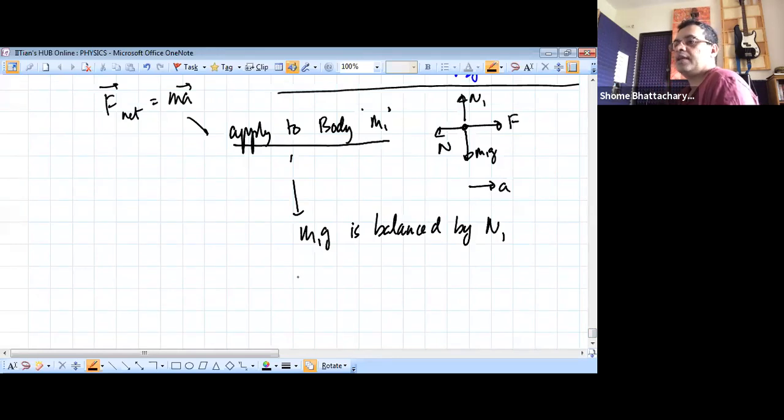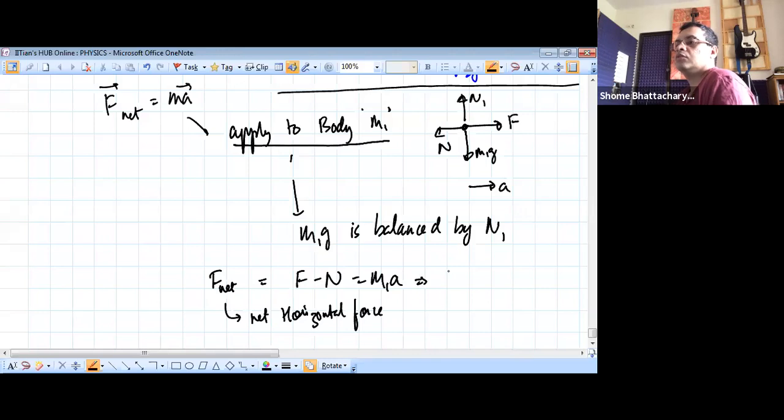So F minus N becomes the net force. This is the net horizontal force. And that should be equal to mass into acceleration. Okay. So 5 newtons minus N is equal to 2a. This becomes our first equation.